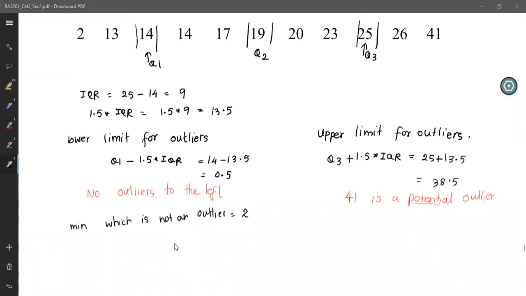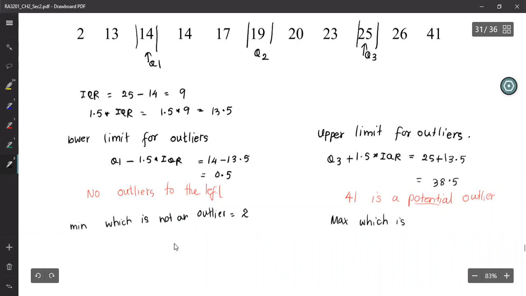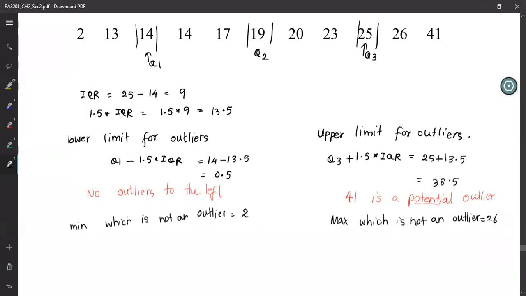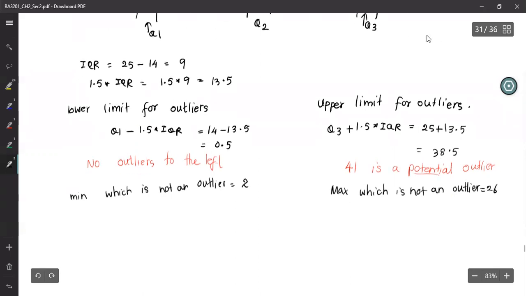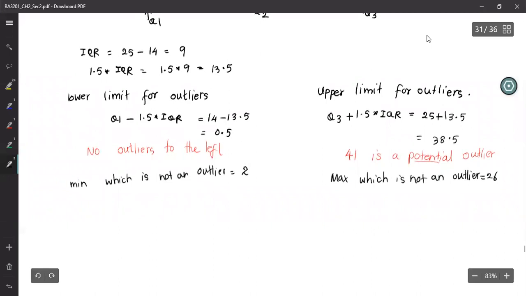What about the other side? What is the max which is not an outlier? What is the maximum which is not an outlier? It should be 26. Very good. Now remember, it is not 38.5, okay? This is the limit that we calculated. But to draw the box plot, you need the max and min, which are not outliers. So 26 is the maximum, which is not an outlier, because 41 is outlier. You drop it. Now you have all 5 numbers to draw the box plot.